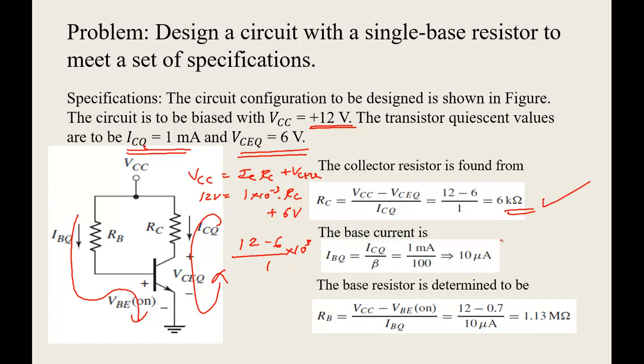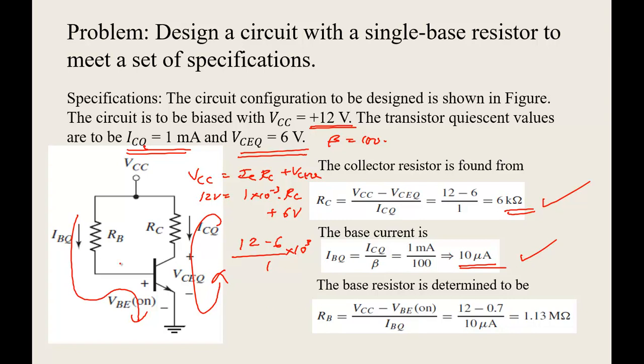Okay. So now once RC is known, IB also can be found using this formula, because IC is already given to you. So ICQ by beta. Beta is already given in the problem? No, it's not given. I think probably you can assume it. Assume beta to be 100. So 1 milliampere by 100 is basically 10 microampere. So IBQ is known now.